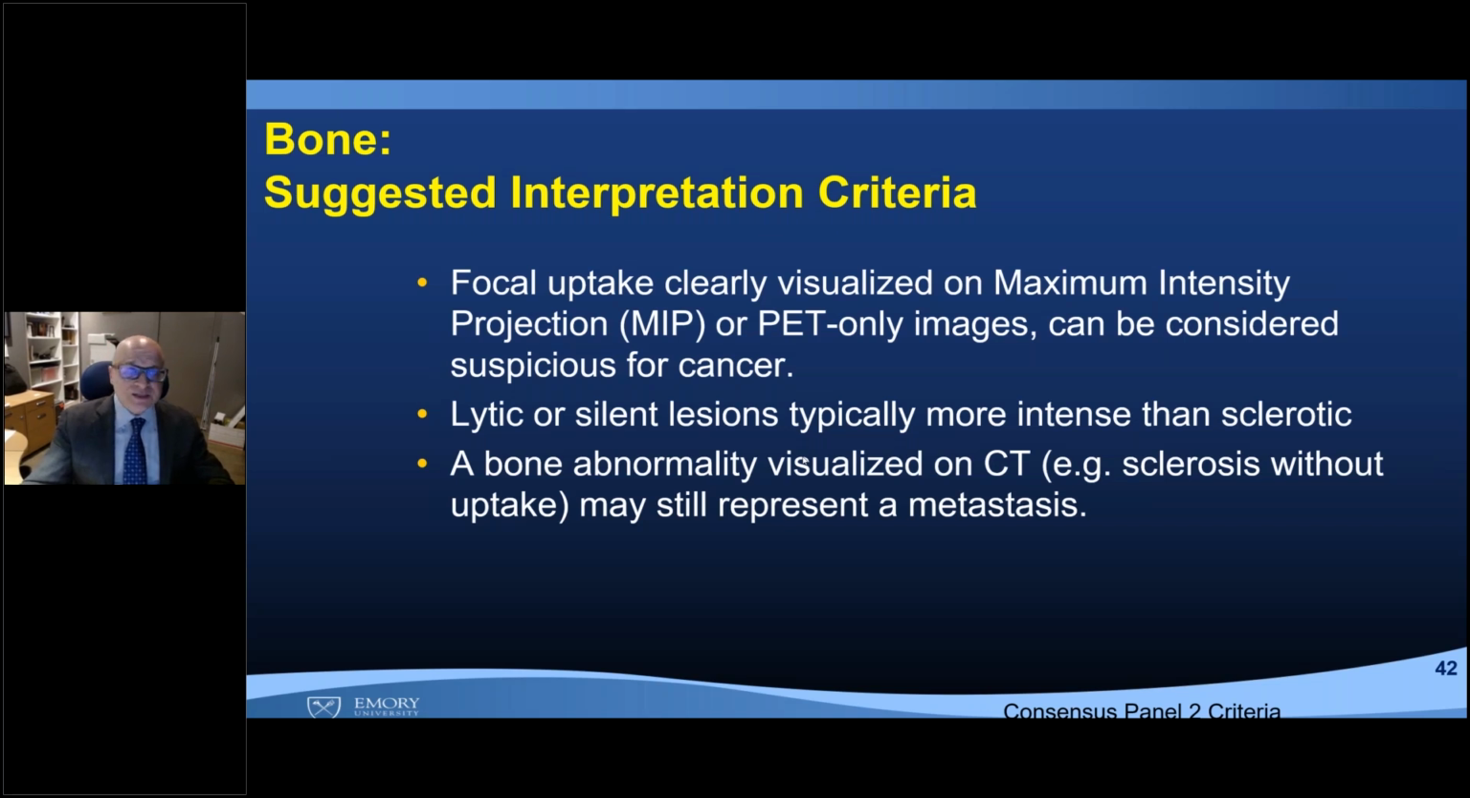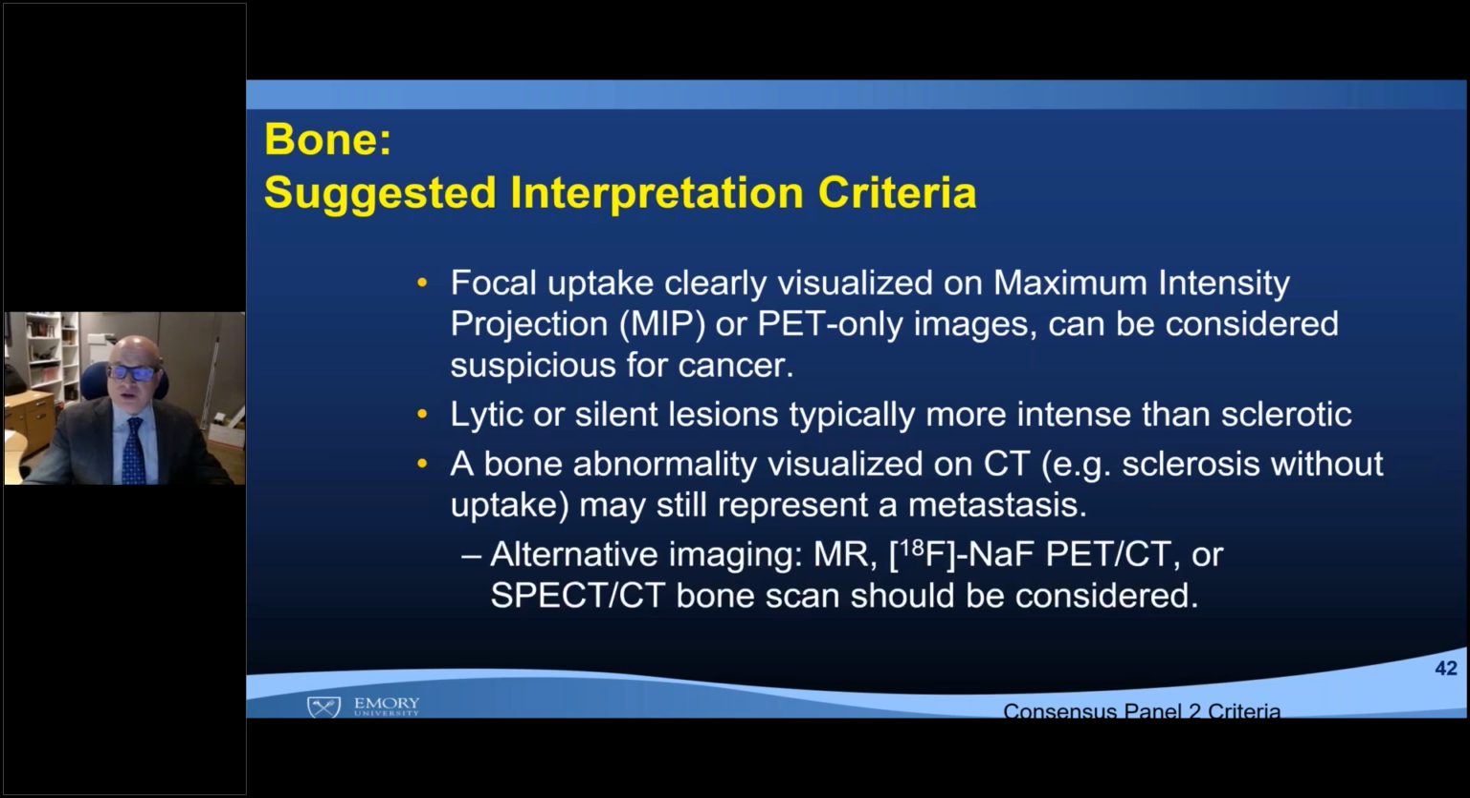Most sclerotic lesions with fluciclovine will light up, but some that are slow growing may not. In that case, you want to get MR, sodium fluoride PET, or bone scan, but don't stop at planar bone scan. Make sure you at least get a SPECT CT.